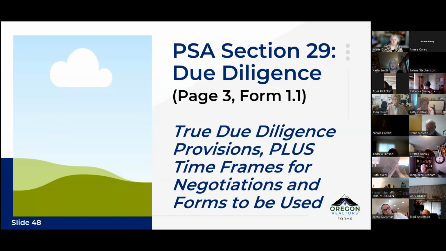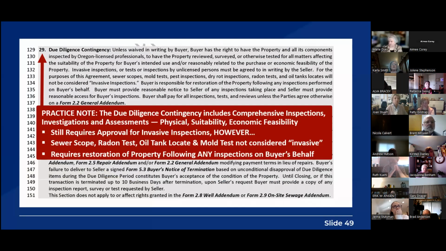So section 29, due diligence. True due diligence provisions plus timeframes for negotiation and forms are to be used. So let's talk about this. Due diligence, that is not a family member of mine. I constantly get that joke. And so due diligence includes comprehensive inspections, investigations, and assessments. Physical suitability, economic feasibility, still requires approval for anything invasive. But in this particular case, sewer scope, radon test, oil tank locate, and mold testing are not considered invasive. But it does require the restoration of the property following any inspections on the buyer's behalf.